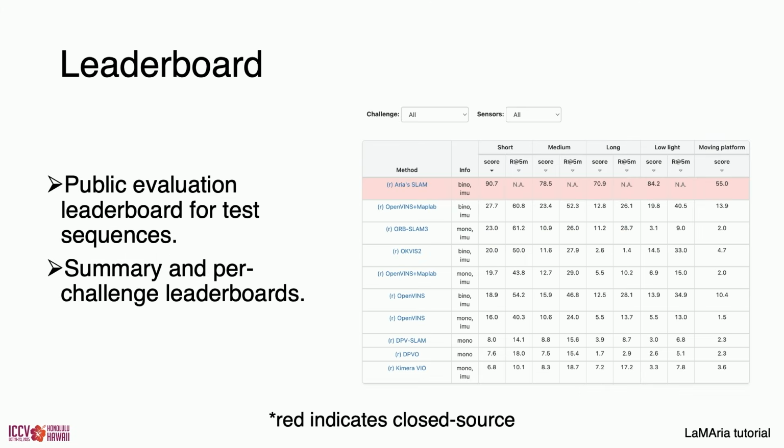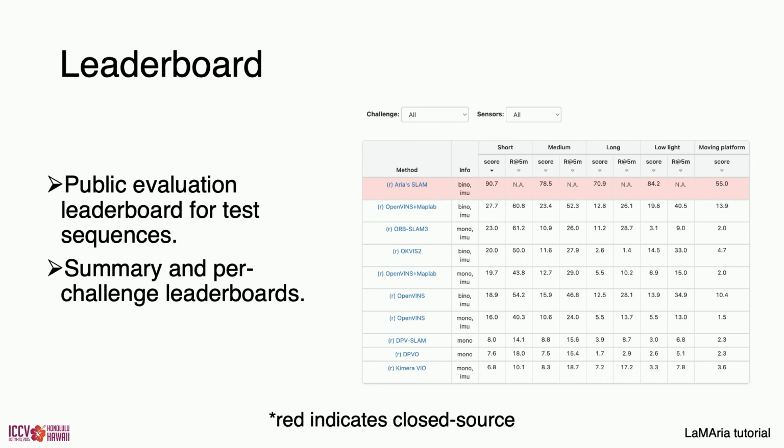And as you can see over here, this is the current state of the leaderboard. Right now, we have provided some baselines, which are the results of our benchmarking. This serves as an online live leaderboard. We also have a summary leaderboard, which is basically the average of all the scores, or let's say the recall values, across all the sequences in that particular challenge.